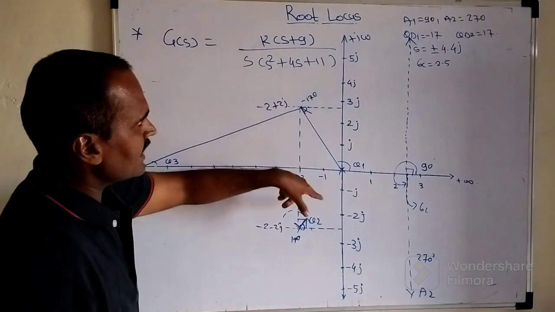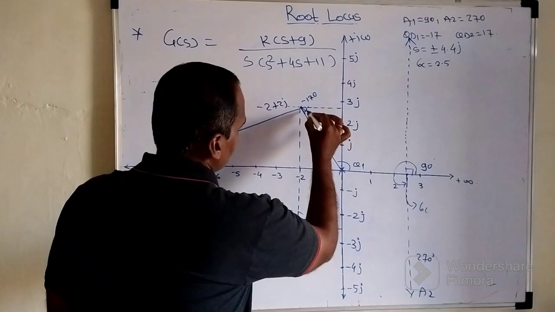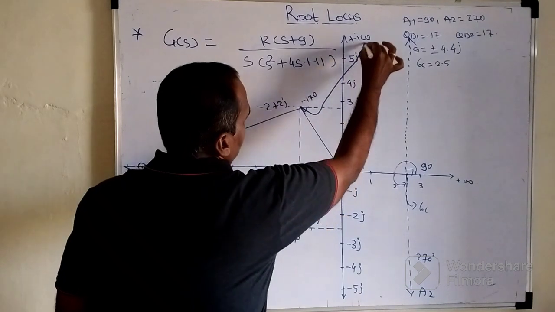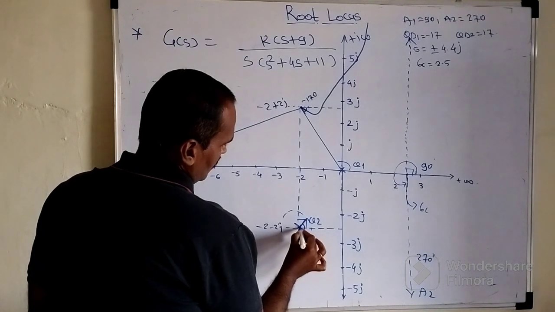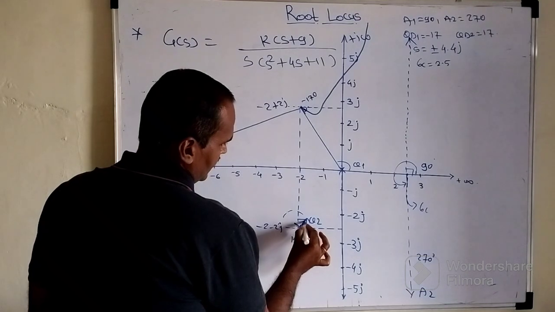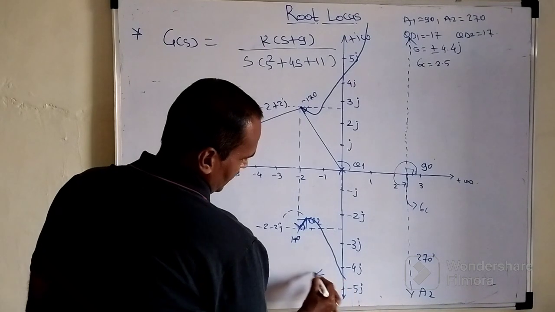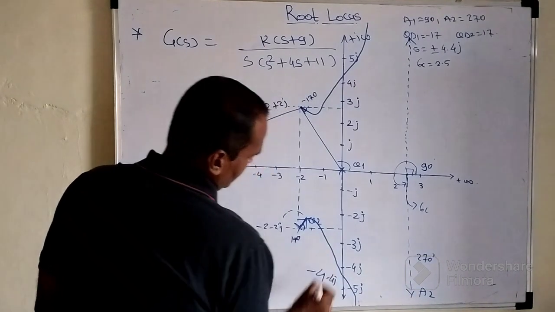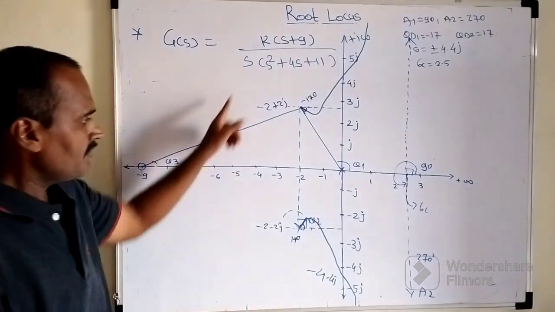So this root locus will intersect the j omega axis at plus 4.4j and minus 4.4j, and again it will become parallel to this asymptote. Similarly, the second arc of this root locus starts from minus 2j with an angle of departure of 17 degrees like this, and it will try to intersect the imaginary axis at minus 4.4j, and again it will be parallel to this asymptote whose angle is nothing but what, 270 degrees.